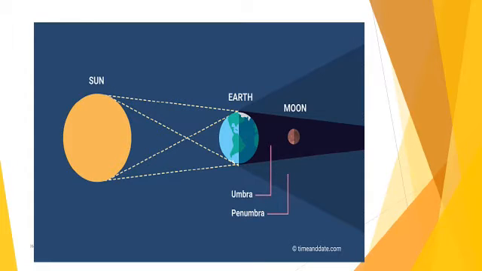As we see in this figure, when the Earth does eclipse the sun, it casts two types of shadows on the moon. The inner shadow, the dark one, is called the umbra, while the outer faint shadow is called the penumbra.